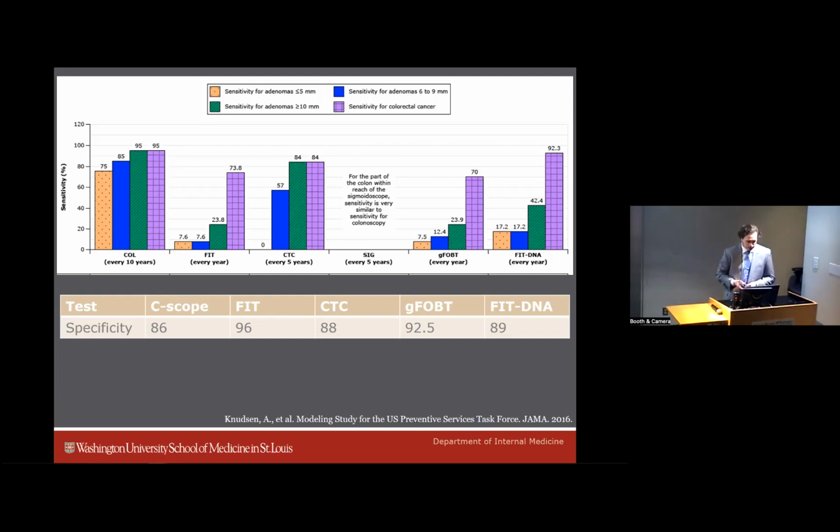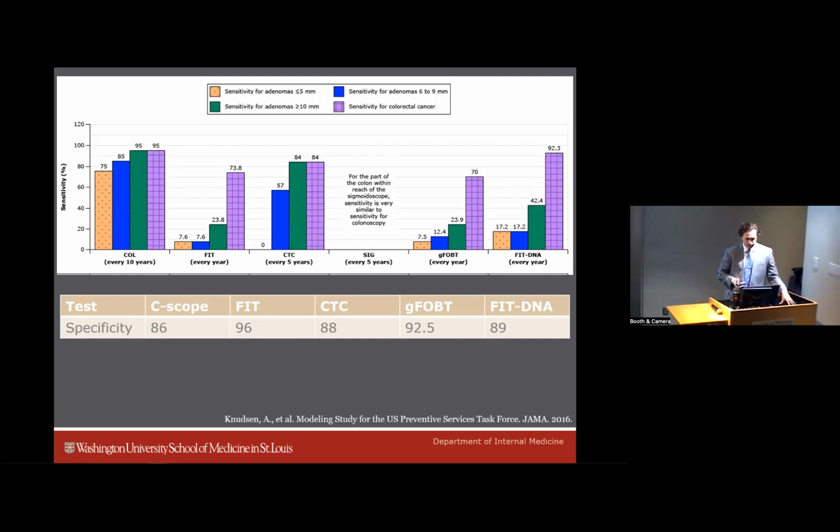So take that for what you will. And then additionally, when comparing FIT testing to FIT DNA, this was actually just a one-off comparison. And so it's unclear how the 3-year interval versus the 1-year interval might affect the sensitivity differences in those tests.